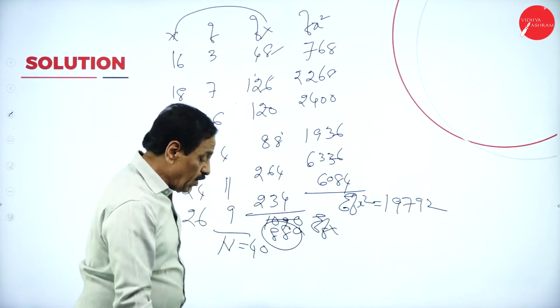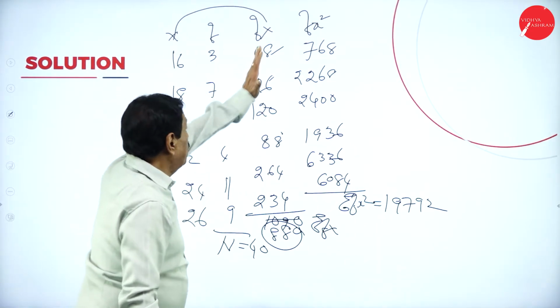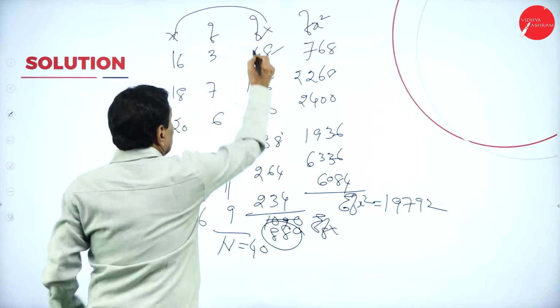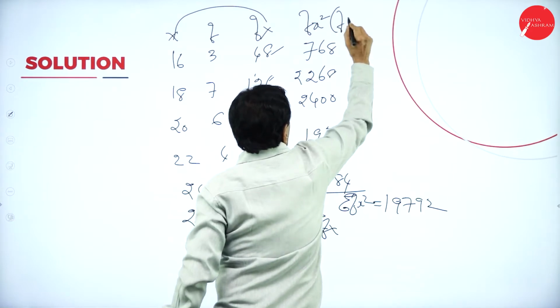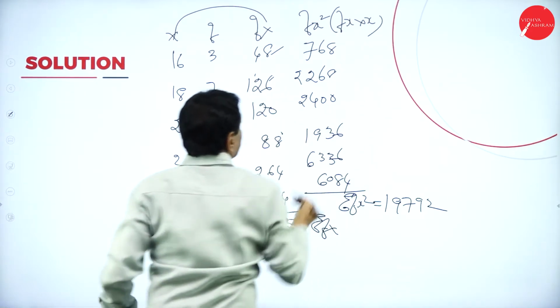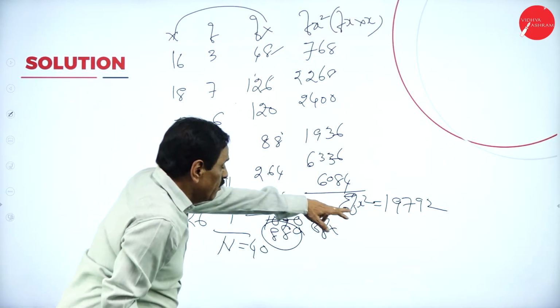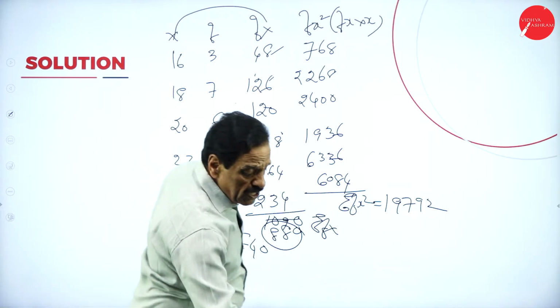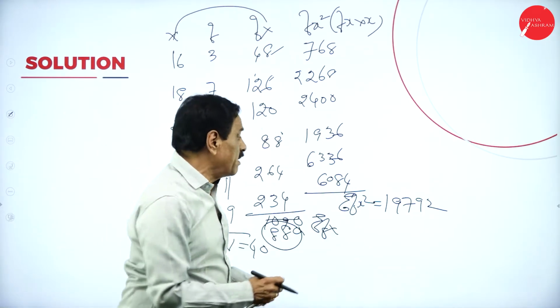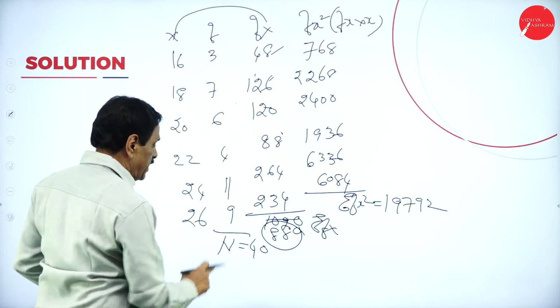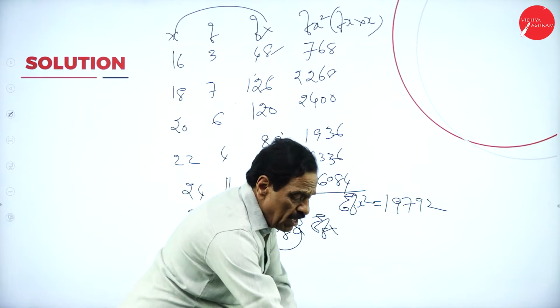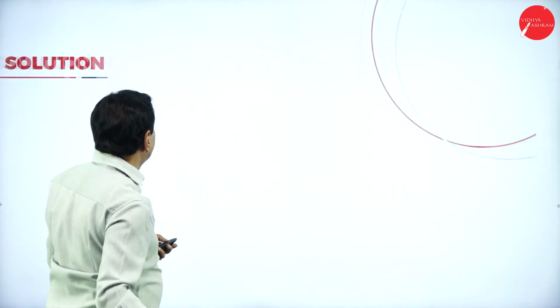What are the steps to follow here? fx square is nothing but fx into x. So multiply, you get 19,792, which is sigma fx square. Your sigma fx is 880. n is equal to 40. We'll go to the formula now.